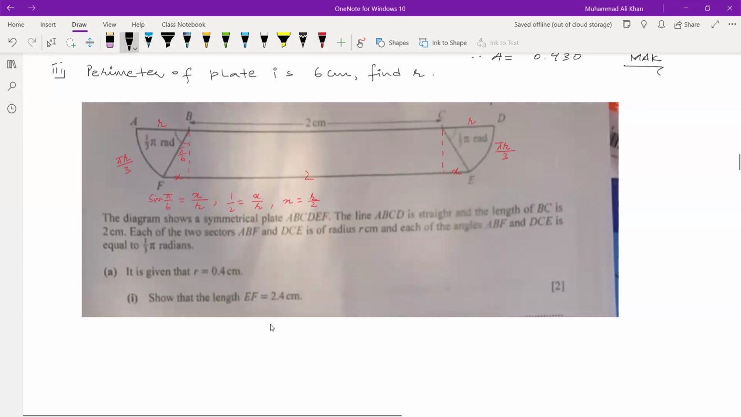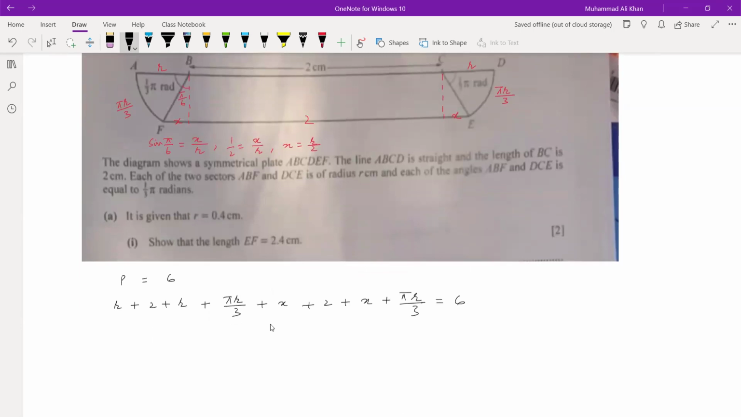So now I am writing down the perimeter. The perimeter equals 6. And what is the perimeter? I am starting from A, so it will be r plus 2 plus r plus pi r over 3 plus x plus 2 plus x plus pi r over 3, and at A equals 6.